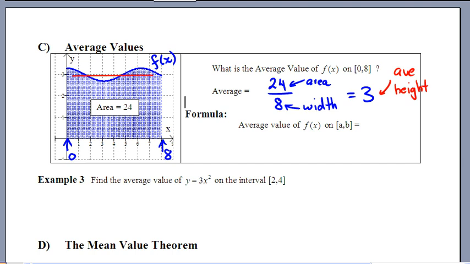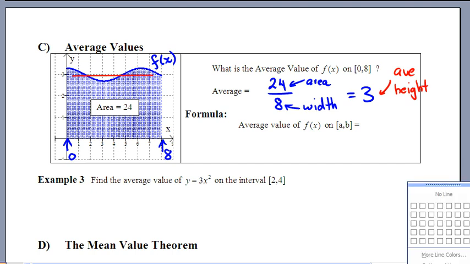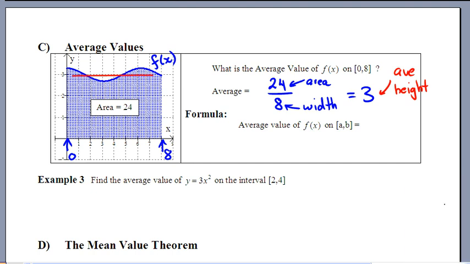So a formula for that, if you want it, how about this? Formula for average value. Average value of a function is going to be this. We're going to integrate the function. So we'll integrate f of x dx. That'll perfectly find the area under the graph from a to b. And then we're going to divide that by how wide that run is. We're going to divide that by b minus a. That will figure out the average perfectly for us.